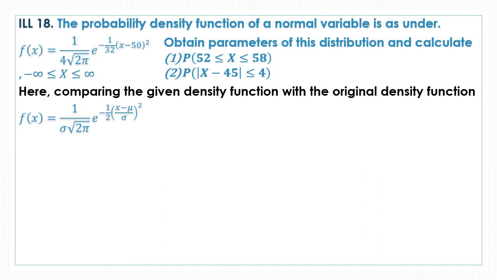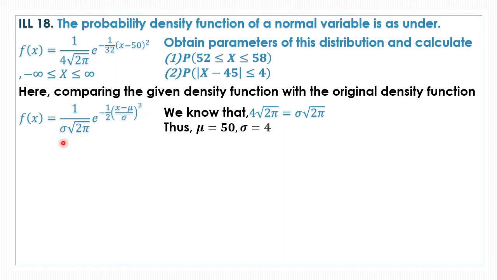Now, if you compare these two probability density functions, you will see some similarities. For example, this is 4 root 2 pi. This is sigma root 2 pi. So naturally 4 and sigma are similar. Naturally this is x minus 50. This is x minus mu. So 50 must be mu. So mu will be 50, sigma will be 4. So this way, by comparing these two functions, we can get our answers for mean and standard deviation.